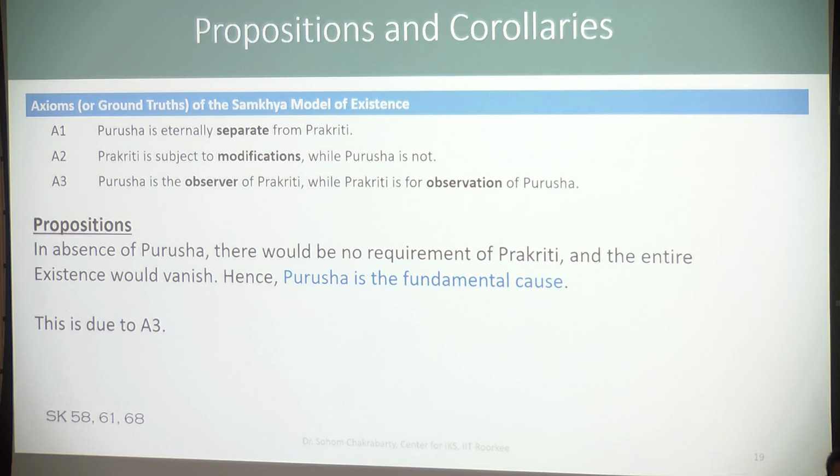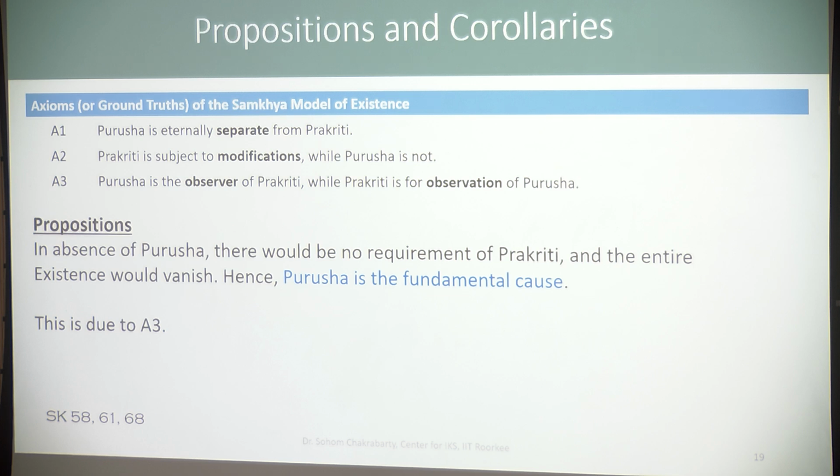Actually, the problem we see is coming from the fact that we have taken three axioms. Now we are negating, where in these axioms, Prakriti and Purusha are almost the same level of entity. Okay? Now we are saying that in the absence of one, the other would not. There is no reason for the other to exist. The counter argument could be that if there is no Prakriti, who will observe? Therefore, Prakriti is the fundamental cause, right?